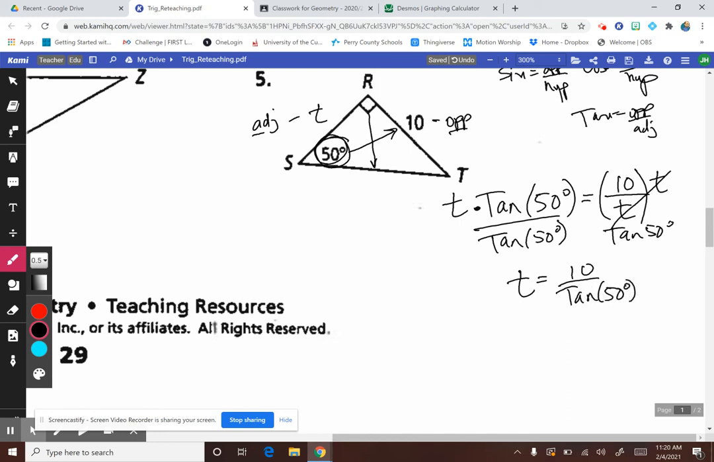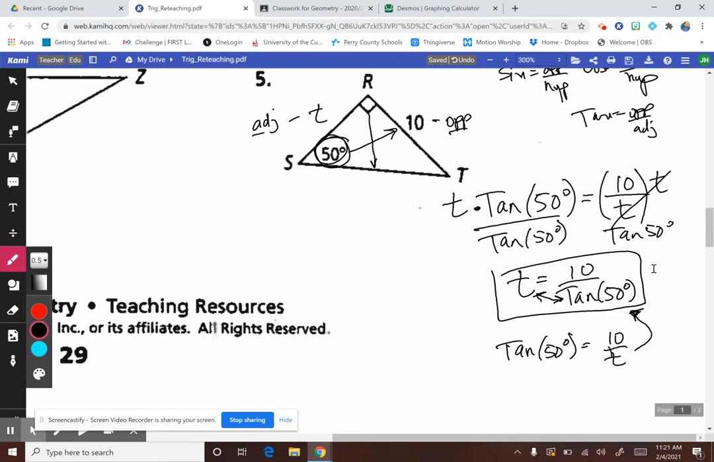So I've got a little bit different problem that I need to put into Desmos this time. What I want you to notice is, we started with this as our problem: tangent of 50 degrees equals 10 over t. And I ended up with this as the problem I need to solve. What's the difference between this and that? Really, all we did is switch these two out. So when you have a variable at the bottom, you can just rewrite your problem by switching these two values out.